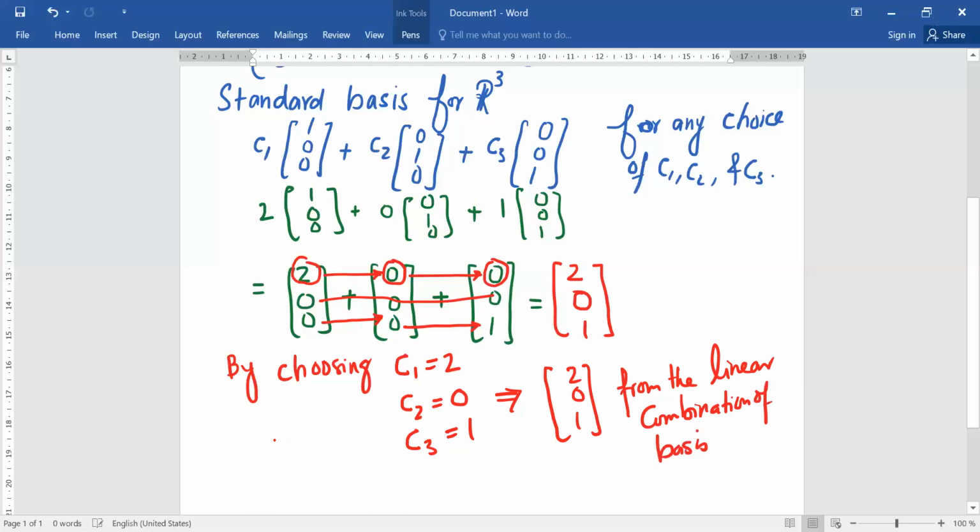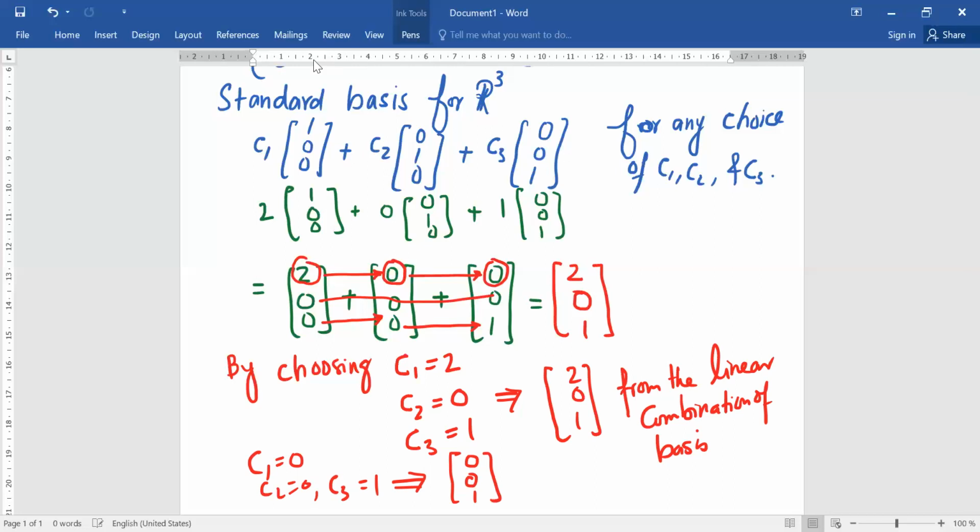Similarly, if I give C1 equal to 0, C2 equal to 0, and C3 equal to 1, then this will give me another linear combination, and it will give me another resultant, which will be, of course, this will be 0, then this will be 0, and I will end up with this one.